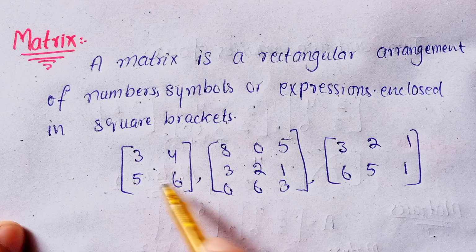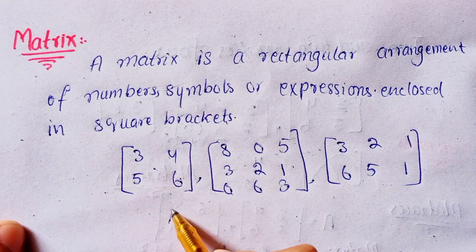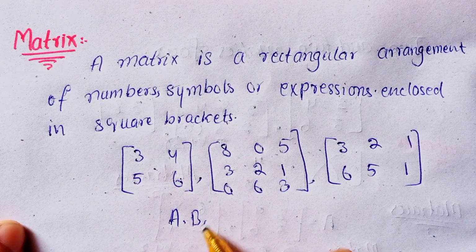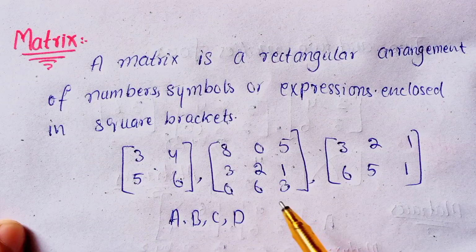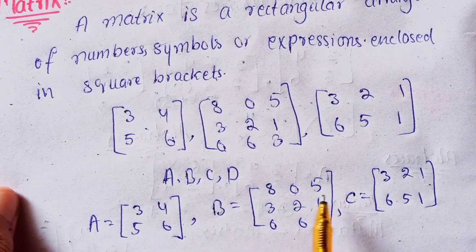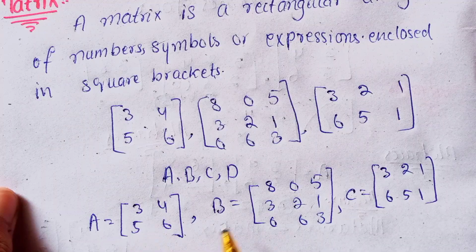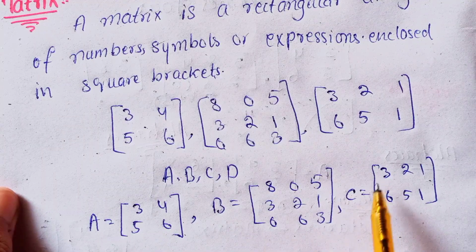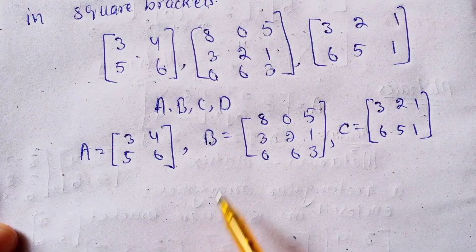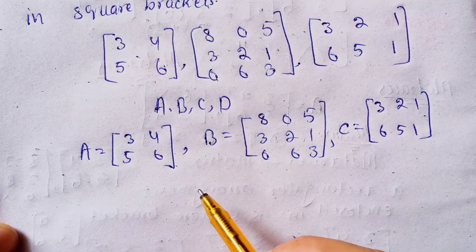In mathematics, matrices are denoted by capital letters like A, B, C, D, etc. For example, these matrices are represented by these capital letters. Right? So this is matrix A, this is matrix B, and this is matrix C. Now we are going to discuss the rows and columns in matrices.